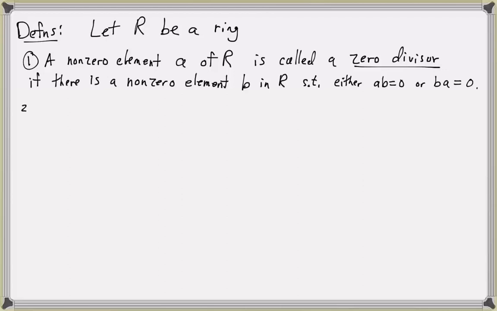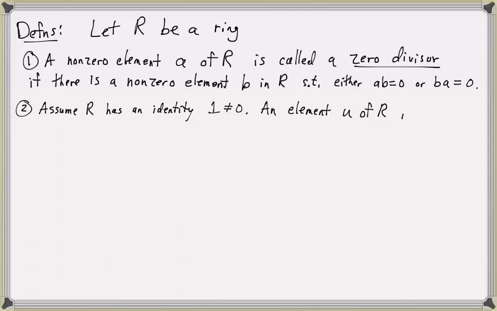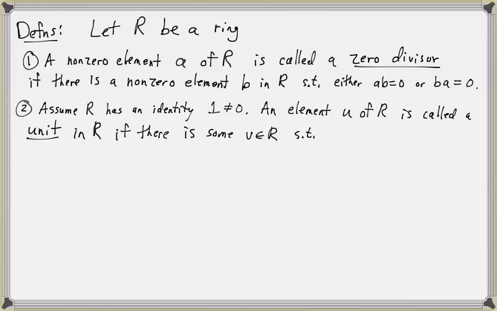And our second definition is of a unit. So we're going to assume that R has an identity 1, which is non-zero. Then an element U of R is called a unit in R if there is some V in R such that UV equals VU equals the identity 1.